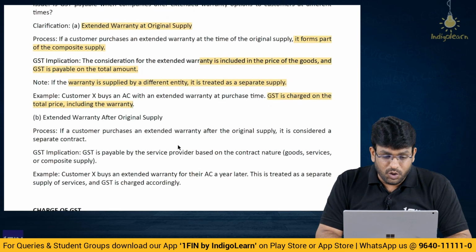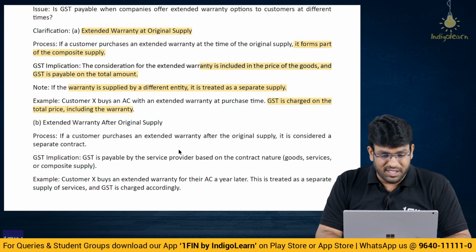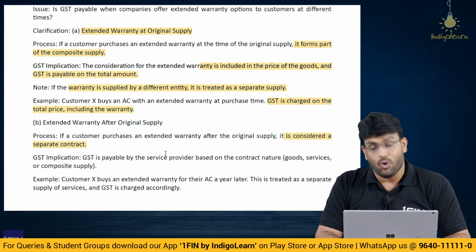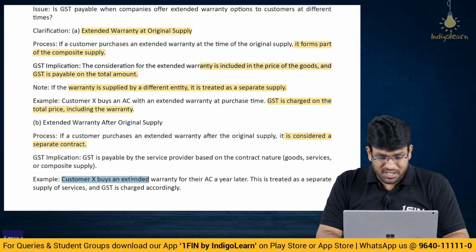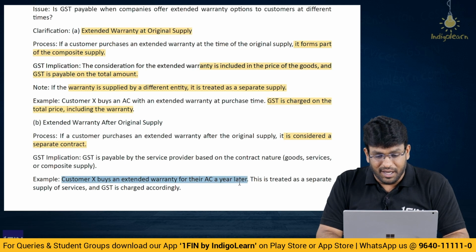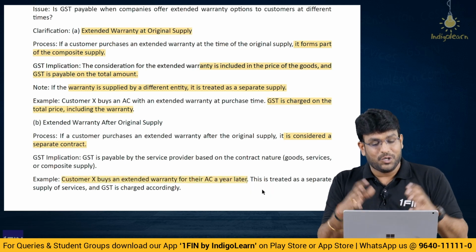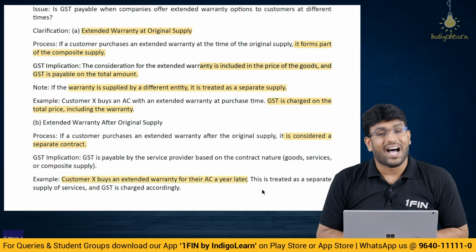Extended warranty after original supply. If a customer purchases extended warranty after the original supply, it is considered a separate contract, obviously because the first transaction is over. GST is payable by the service provider based on the contract nature. And the example is what? Customer X purchased extended warranty for the AC 1 year later. This is a separate contract and GST will apply separately.